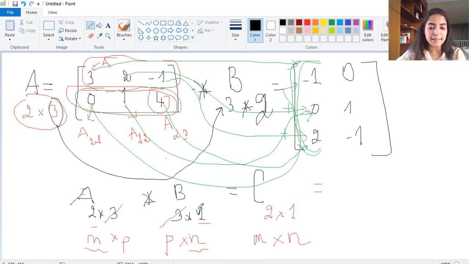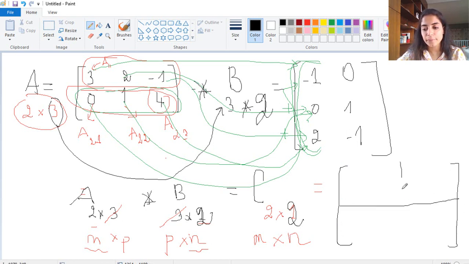Which means N here is 2, which means C here is a square matrix, basically, of 2 by 2. 2 by 2 means C has 2 rows, 2 columns. The first element is C11, of course. The second element here is C12. Now, the indices here are very important. This element is C21. And this element is C22.